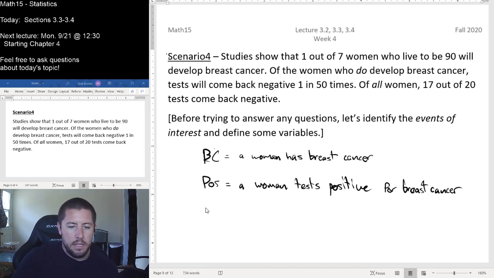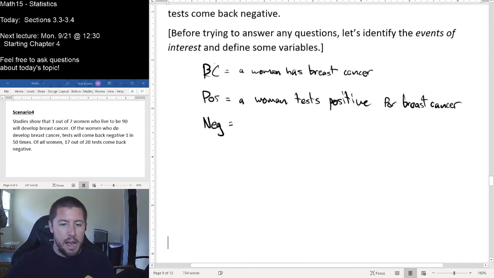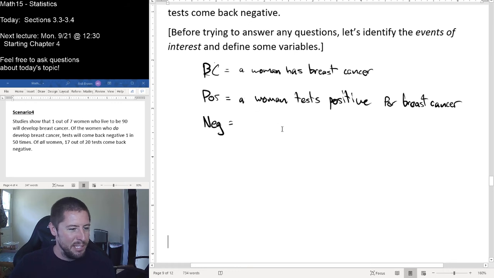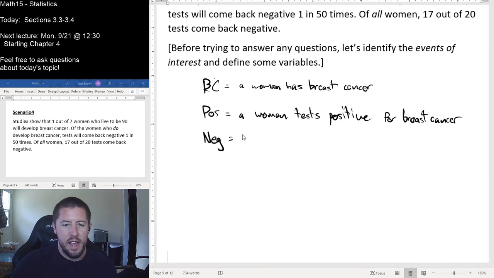So based on these things, I'm just going to indicate real quick, because tests are so common, there are obviously positive and negative results for a test. And remember, in this case, positive results are really the negative thing. A positive result means you do have breast cancer. A negative result is actually a positive experience. It means you don't have breast cancer, right? So negative, I'm going to notate this as Pos with a little superscript C right there to say this is the complement of testing positive. The opposite of testing positive is testing negative. I'm just going to say a woman tests negative.